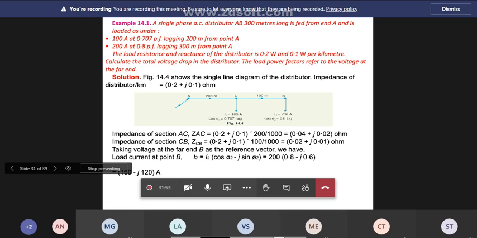VB is the reference voltage. Now the current at B is nothing but the same current I2. I2 is equal to I2 cos phi 2 minus j sin phi 2, that is 200 cos phi 0.8 minus j sin phi 0.6. So calculate this one: 160 minus j 120 amperes.